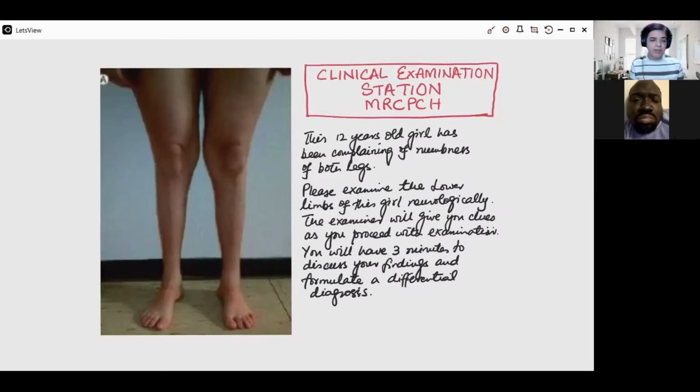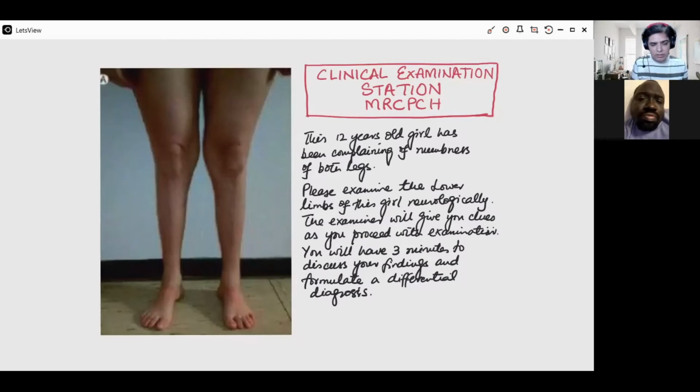And I would like to complete my examination by doing a full neurological examination, checking the cranial nerves, checking the upper limbs and the higher centers as well. That is very important. You have to tell, because you have to complete your neurological exam. You've just looked at the legs, but there might be some other stigmata of this disease elsewhere, which you need to check. So that's important, that you need to tell them that you'll be doing this.